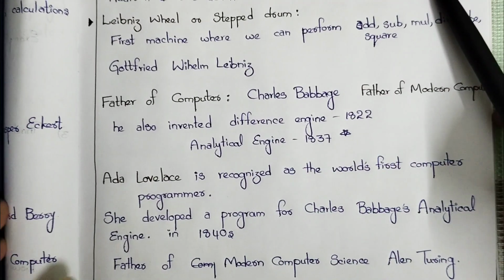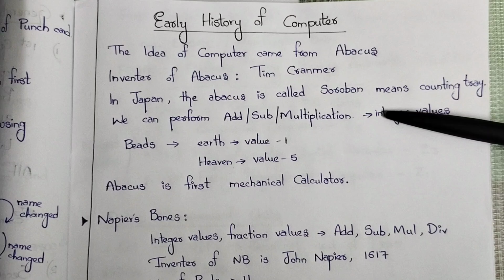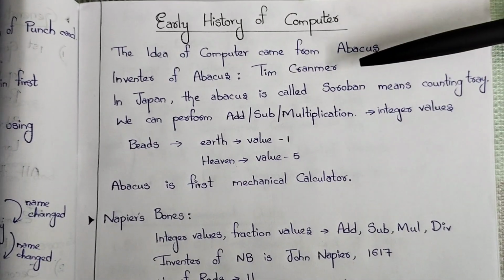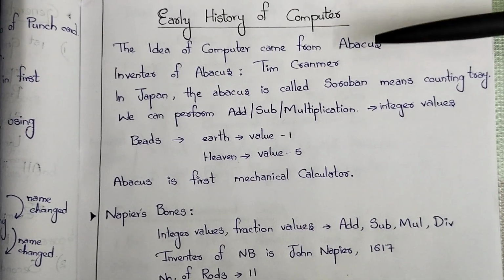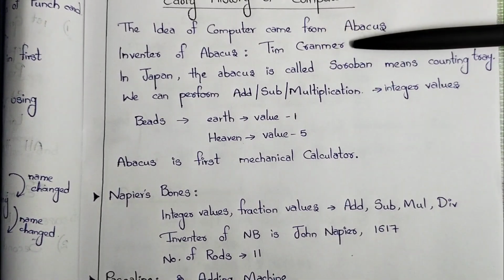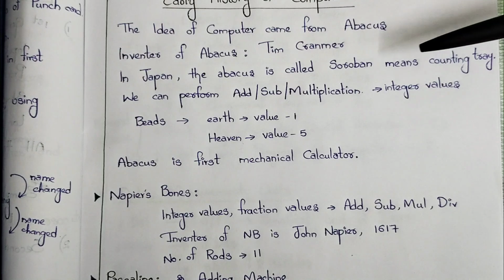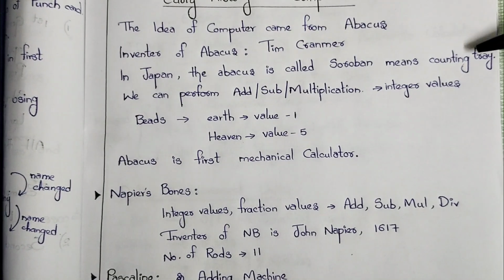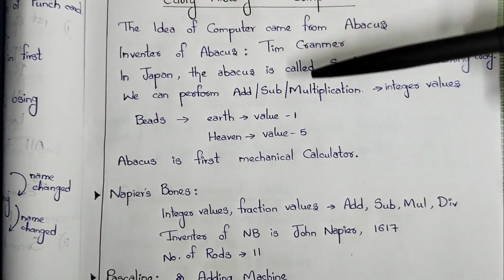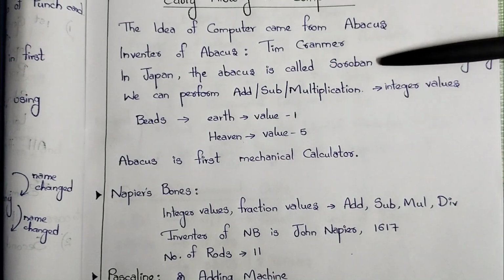So what are we learning? We are learning about the history of computer. The idea of computer came from the abacus, and the inventor of abacus is Tim Carner. In Japan, the abacus is called soroban, meaning counting tray. And we can perform addition, subtraction, multiplication on integer values using this abacus.